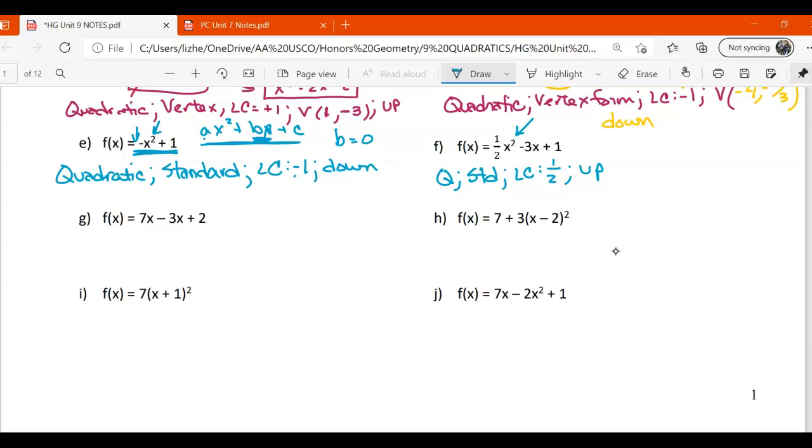All right, G, there is no x squared in that equation. There's two different x's, but neither is squared. In fact, we should combine those, right? Those are like terms. It would be 4x plus 2. And so we would say it is not a quadratic. It's actually linear.